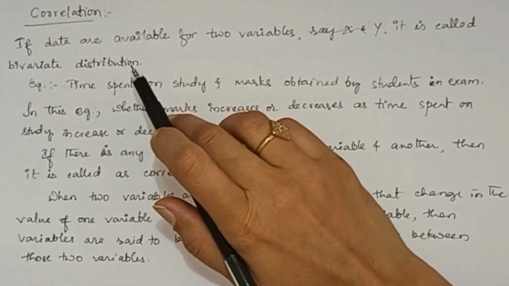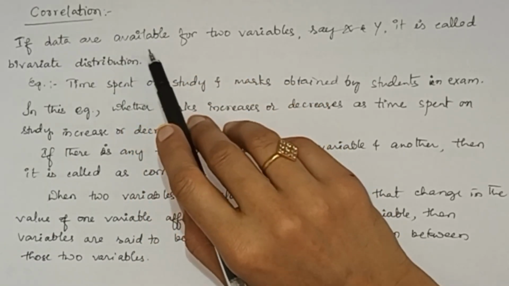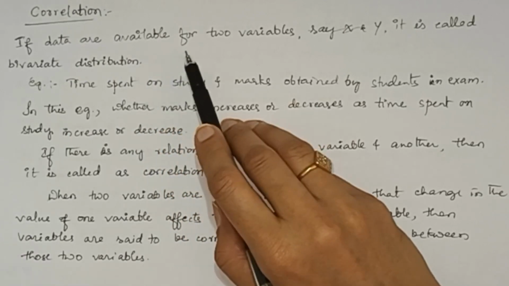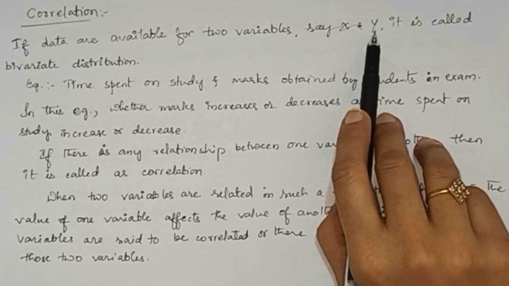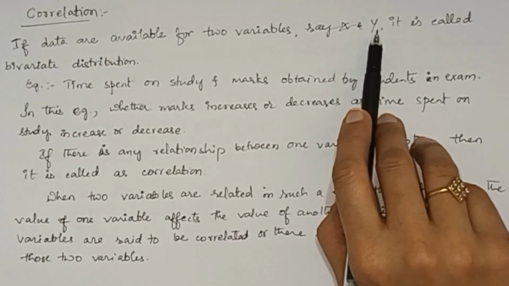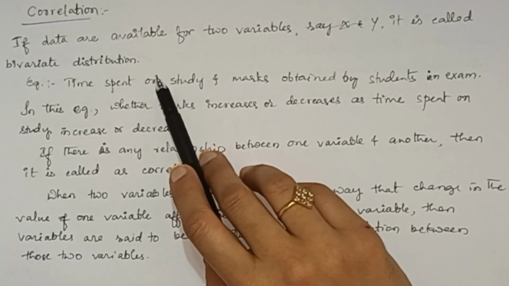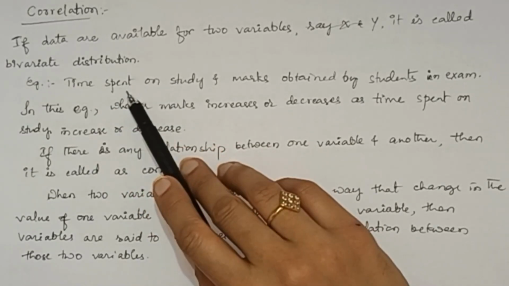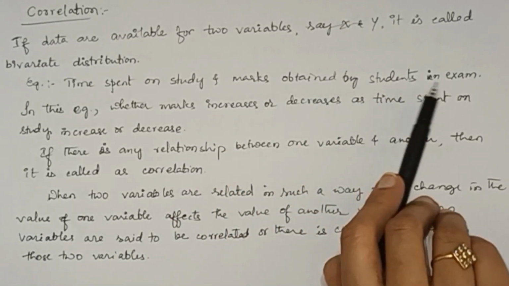In this video, I'll explain the concept of correlation. Suppose you have data which is available for two variables, say x and y, then we call that data a bivariate distribution because there is more than one variable in the given data. For example, time spent on study and marks obtained by students in an exam.